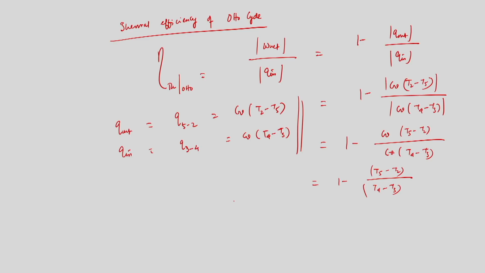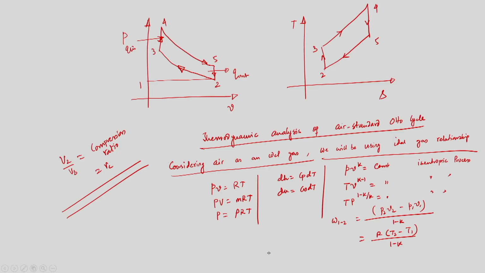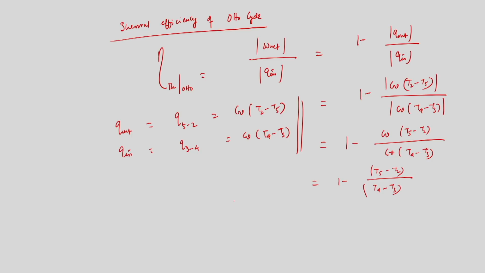Now, T2 by T1 is equal to T3 by T4. What is T2 by T1? If I go back to my previous slide, you can see the temperatures T2, T3 and T4, T5, and that is clearly seen from the TS diagram. So, we are having T5, T2 and T4, T3.